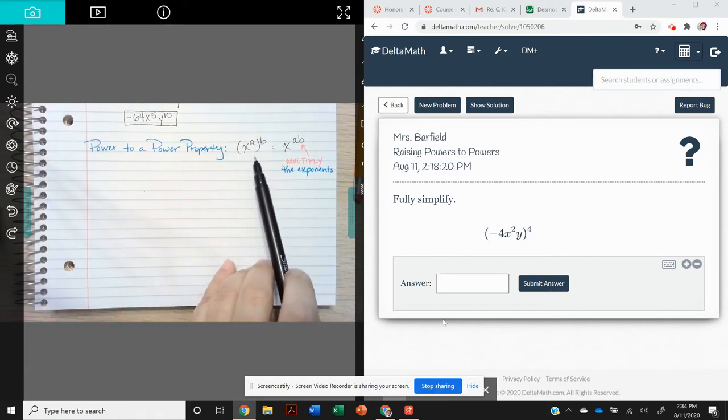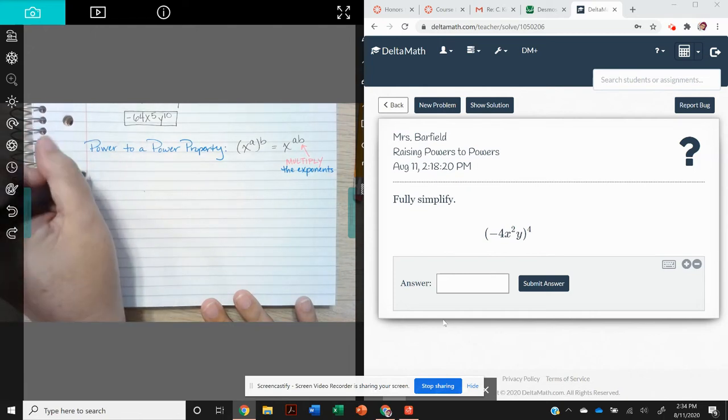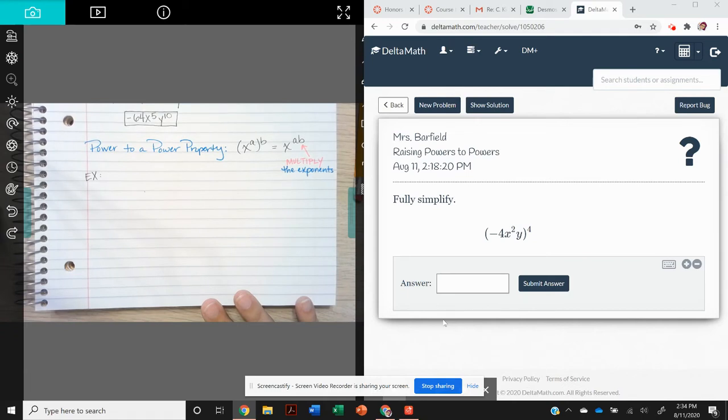So if you look here, I've got the rule. And this is just the generic rule. So I have a base of x to the a, I've got parentheses, and I have an additional exponent of b. So x to the a raised to the b power equals x to the ab. So I have multiplied my exponents, which I am perfectly allowed to do. If you're looking at the problem on the right in Delta Math, we'll get to that one in a minute. Let's just talk about why this is happening and why this is okay.